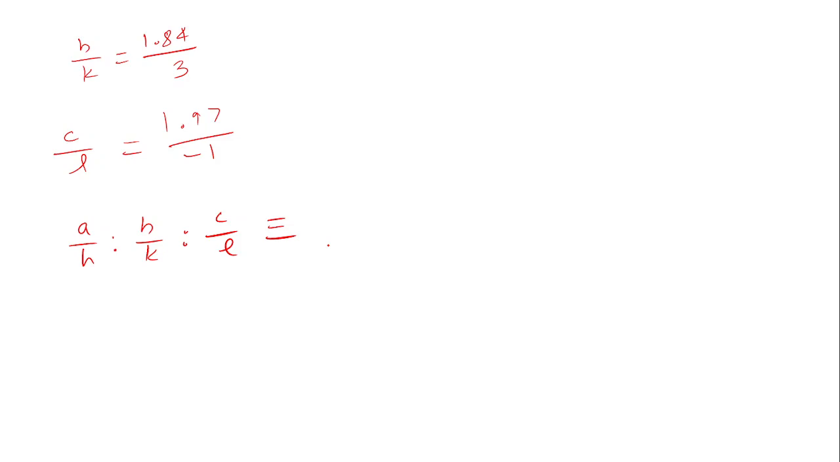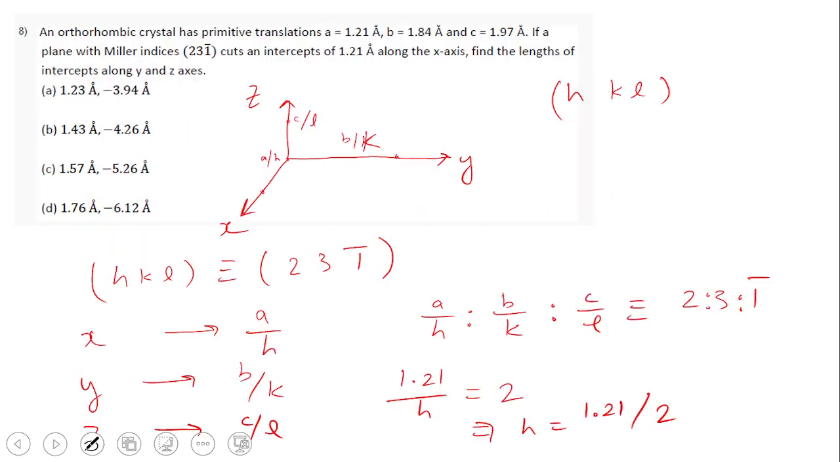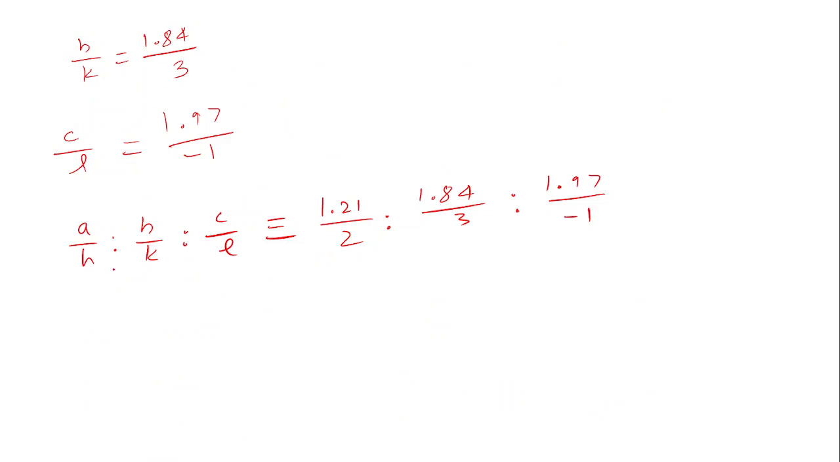Okay, so A by H, what I calculated here, 1.21 by 2, b by k is 1.84 by 3, and c by l is 1.97 by minus 1. What it tells, we know HKL is 2, 3 minus 1. That means the denominator is 2, 3 minus 1, and this is A, B, C. That means the intercept at A is 1.21, intercept at B is 1.84, intercept at C is 1.97.